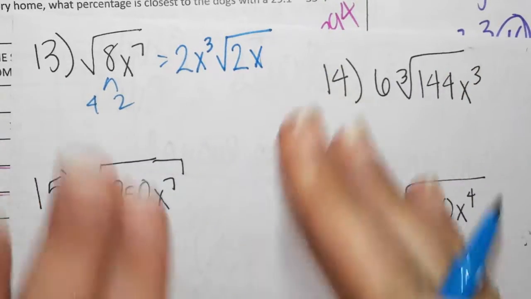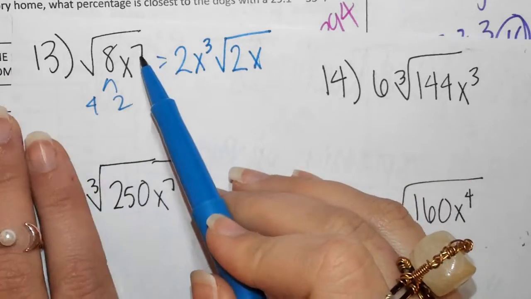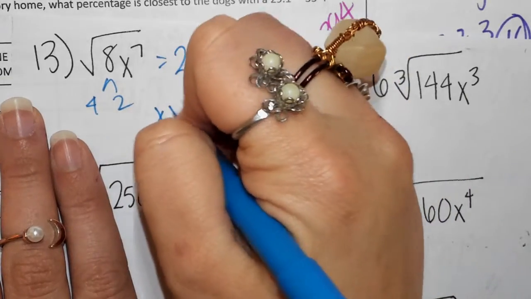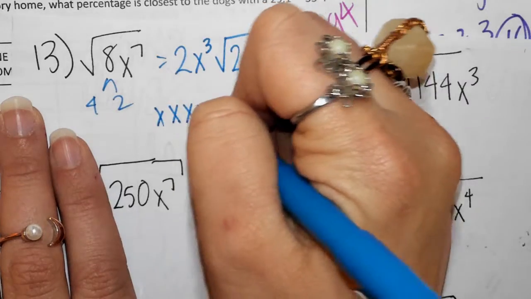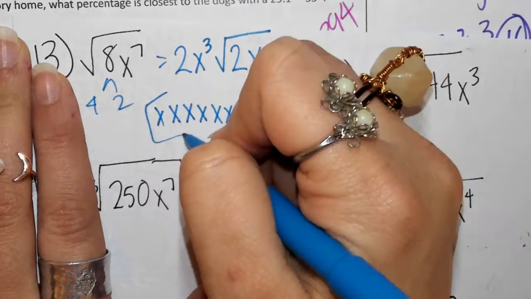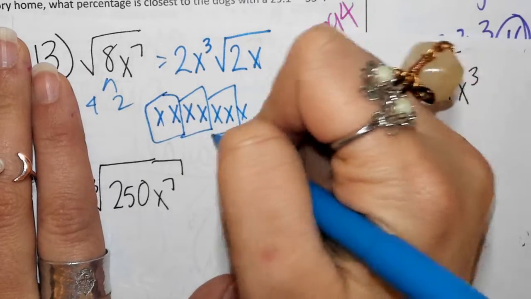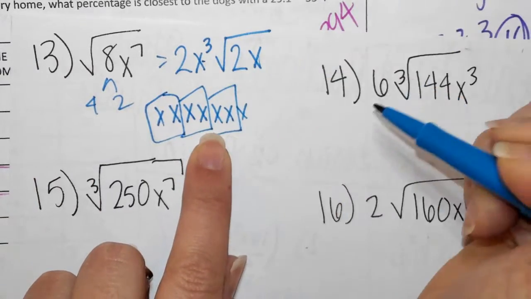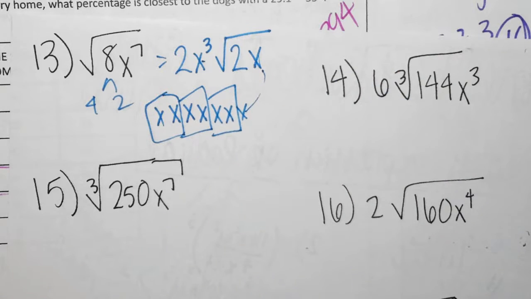If you don't understand what I'm saying about dividing, write out your x's. 1, 2, 3, 4, 5, 6, 7. We need sets of 2 because our index is 2. So I have 1 set of 2, 2 sets of 2, 3 sets of 2. That becomes x cubed. This guy's left over. He goes right there.